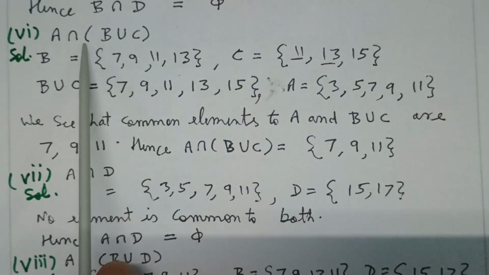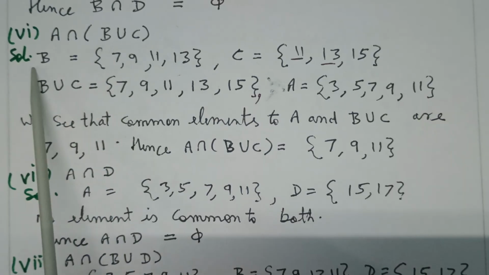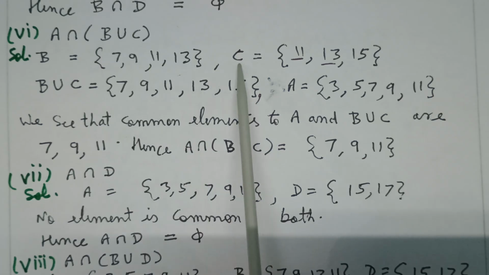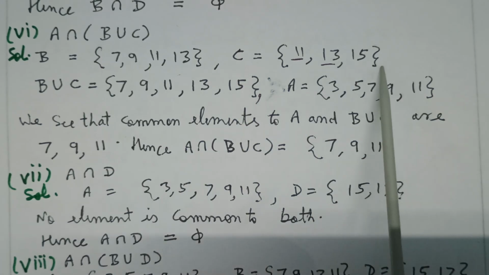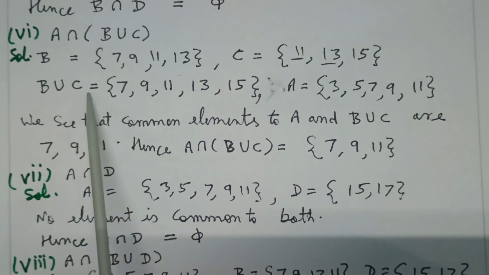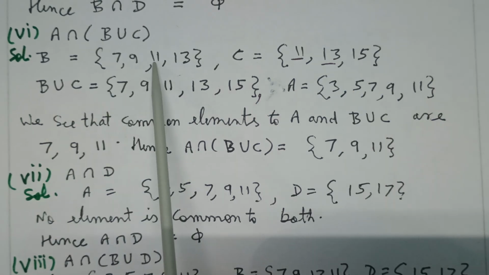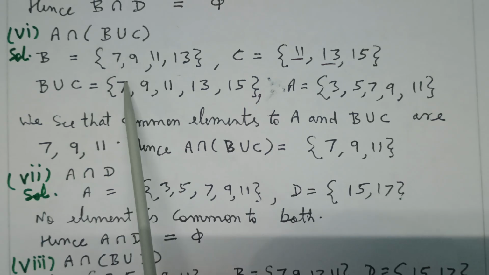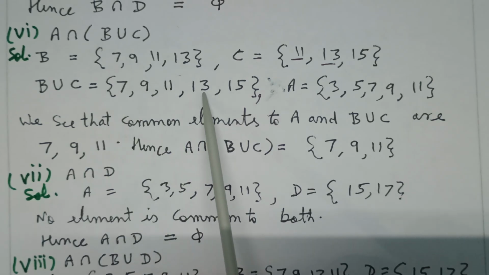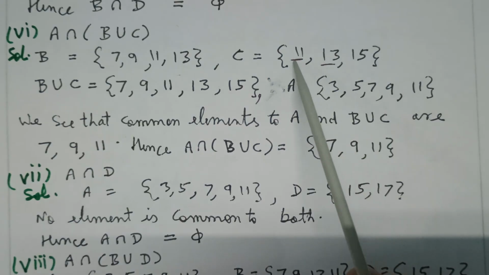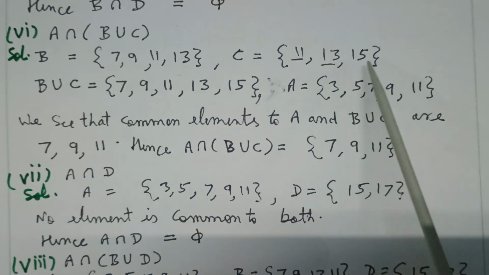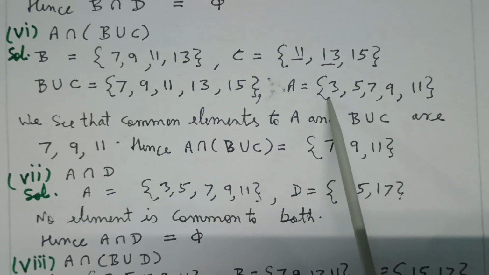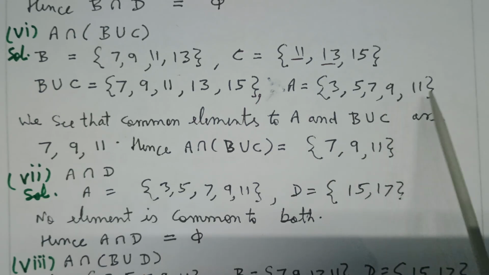A intersection B union C. Solution B is equal to the set of elements 7, 9, 11, 13 and C is the set of elements 11, 13, 15. So first B union C is equal to all elements in both the sets, we have to take once. So 7, 9, 11, 13, and here 11 already taken and 13 already taken, and 15. And given set A is with elements 3, 5, 7, 9, 11.